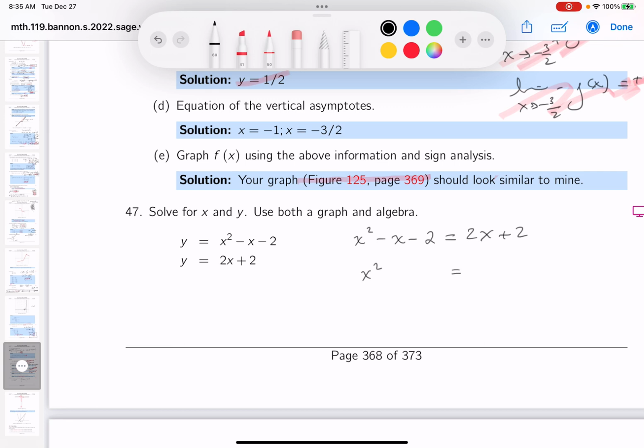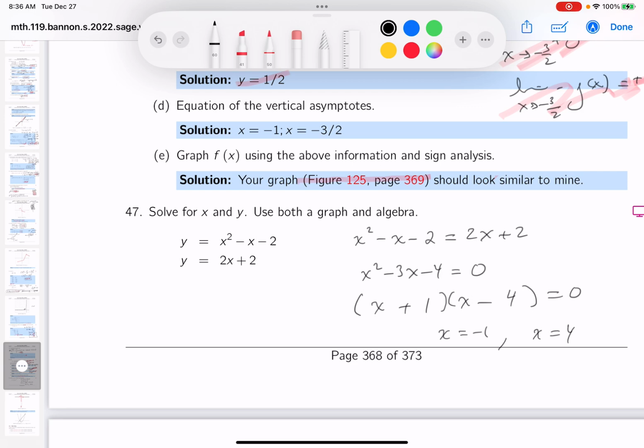You get x squared minus 3x minus 4 equals 0. I'm going to try to factor that, and you get x and x. Looks like 4 and 1. Minus 4 plus 1. Does that work? You get x squared. You do get minus 3x, and you do get minus 4. So x would be minus 1, and the other answer would be x equals 4.